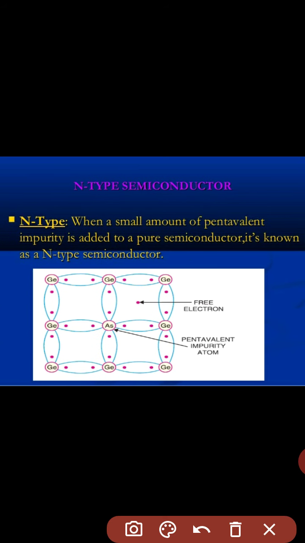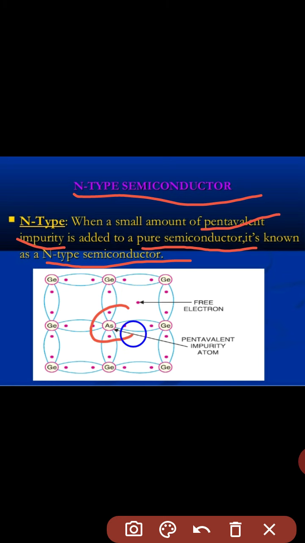So what is N-type semiconductor? N-type semiconductor is the type of semiconductor which we get by addition of pentavalent impurities. Examples of pentavalent impurities are phosphorus, arsenic and antimony. When such impurities are added to the pure crystal of semiconductor, then we get the N-type semiconductor. Here arsenic is the impurity atom which is shown at the center. This is arsenic, and it forms 4 covalent bonds with the neighboring germanium atoms.